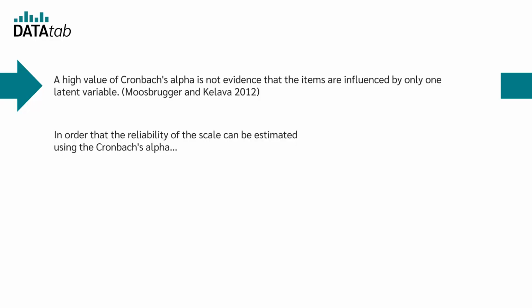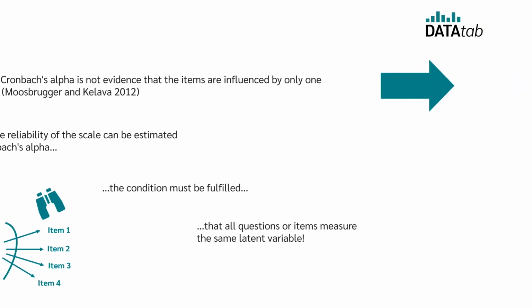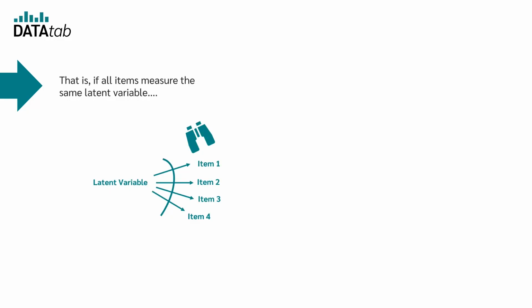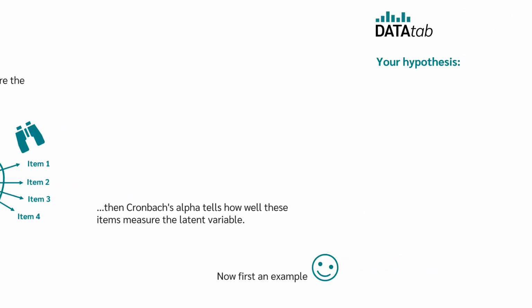In order to make sure that the reliability of the scale can be estimated using Cronbach's alpha, the condition must be fulfilled that all questions or items measure the same latent variable. So this means if all items measure the same latent variable, then Cronbach's alpha tells us how well these items measure the latent variable. Now first an example.